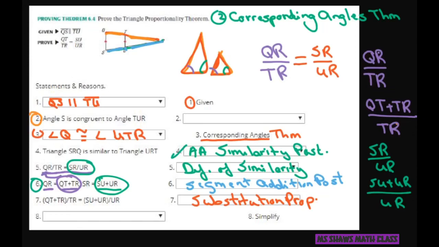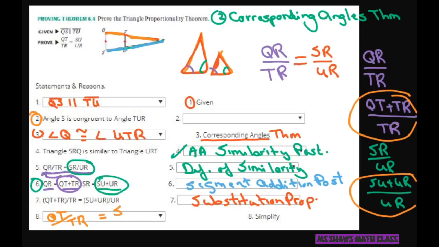Now, the two we have are these two. It looks better if you write it like this. Well, based off our true proportions, this is also QT divided by TR equals SU divided by UR. And that's your simplifying of your proportions. And I'll show you why for this last step in the next slide.